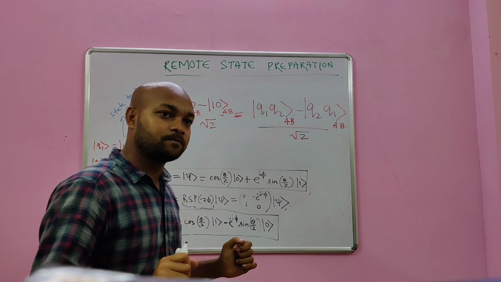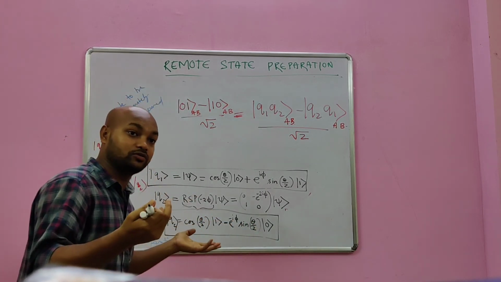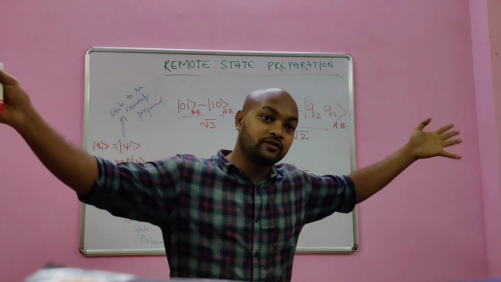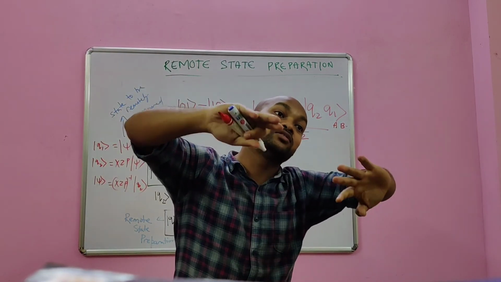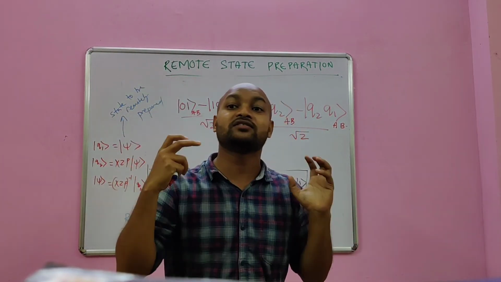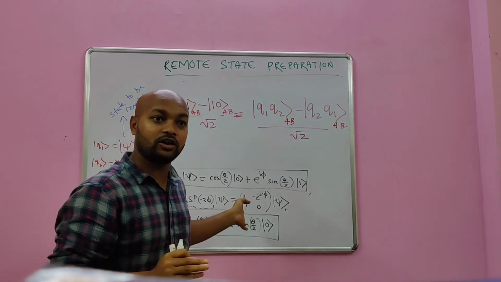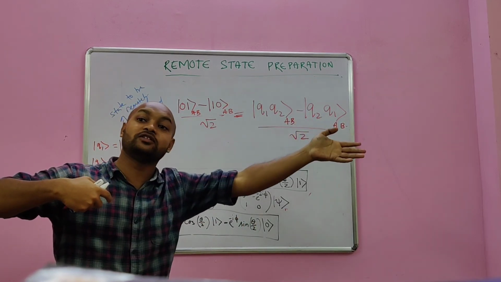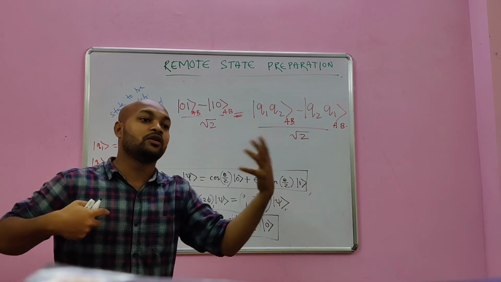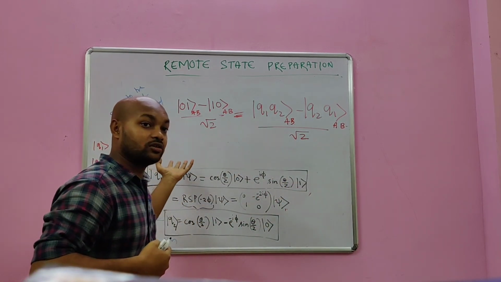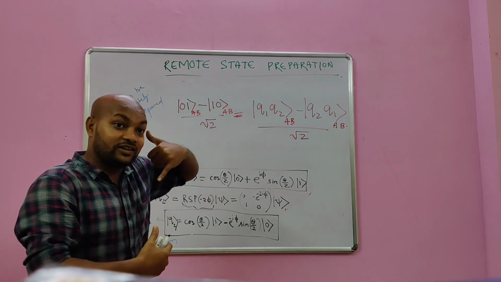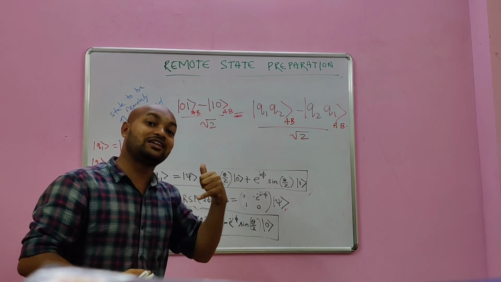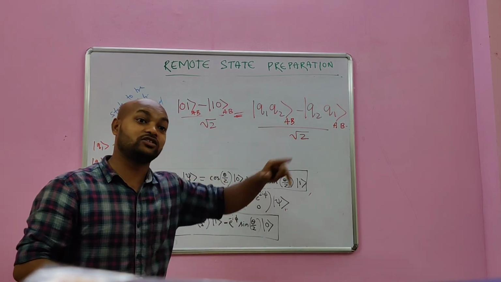Made sense? So, let me just recapitulate. There is Angelina, there is Brad, they are very far. But when they had met once in the past, they had an entangled state between them. That is the 01 minus 10 by root 2 entangled state. Now Angelina wants to prepare remotely at Brad's place, a state that Angelina knows. But if Angelina calls, she would need to send only two bits, theta and phi. Remember, theta is this, phi is this, you prepare this state.